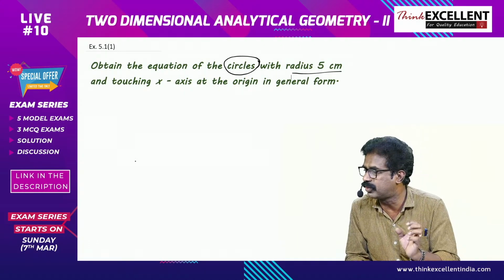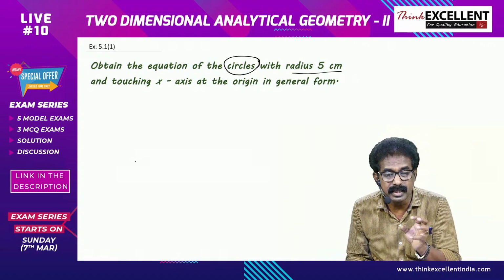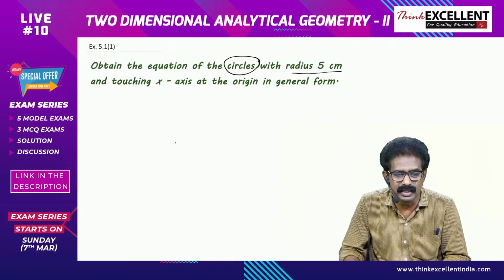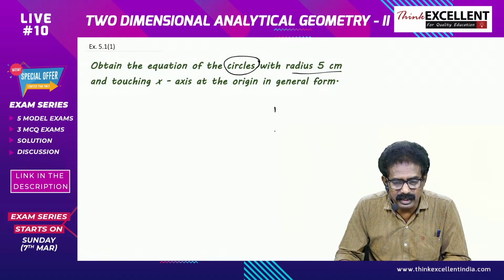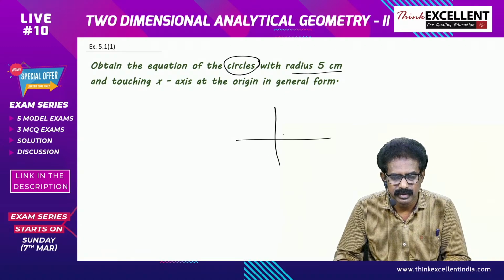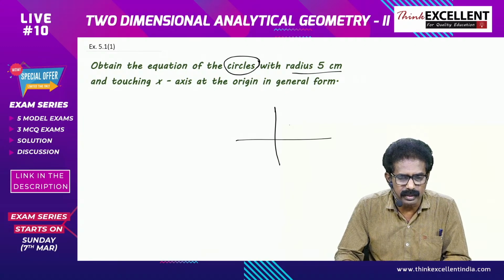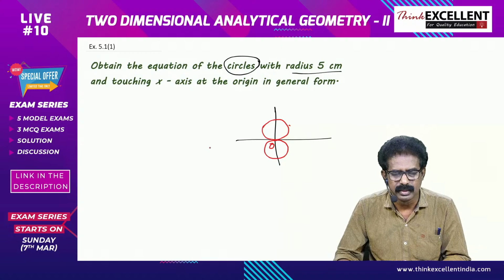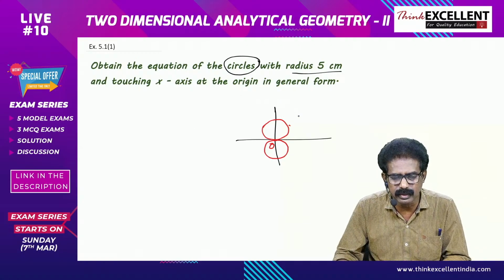Radius is 5 centimeter, okay. But touching x-axis. Some students gave 2, some students 4. Okay, let us see. Listen. Touching x-axis. Some of you may be taking this one. Touching at the origin, right? Touching x-axis at the origin, okay. One can be taken like this, touching x-axis at the origin. Another one can be taken like this, right? Then some students gave 4. I think you would have taken some circle like this.